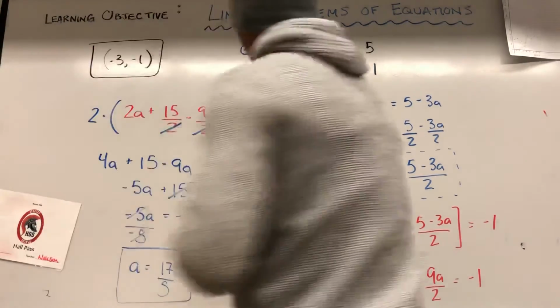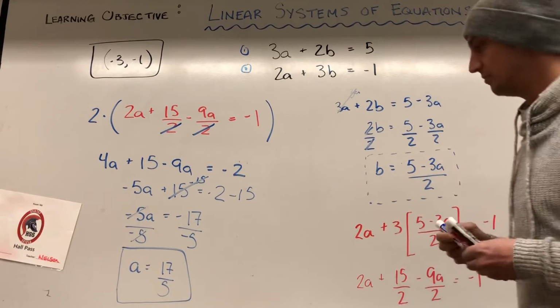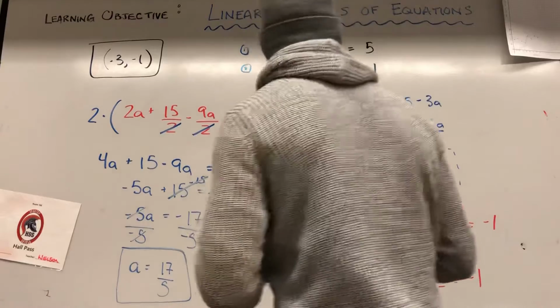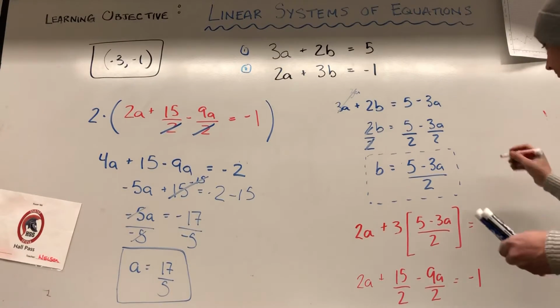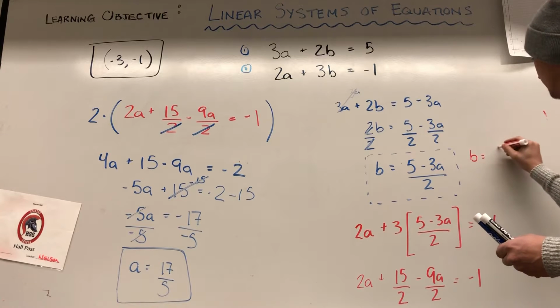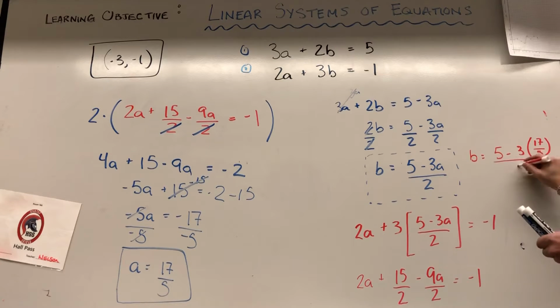And now I can take this back here and put that in for a to figure out what b is when a is 17 over 5. So let's do that right here. b is equal to 5 minus 3 times 17 over 5, divided by 2. Yuck! That is gross.